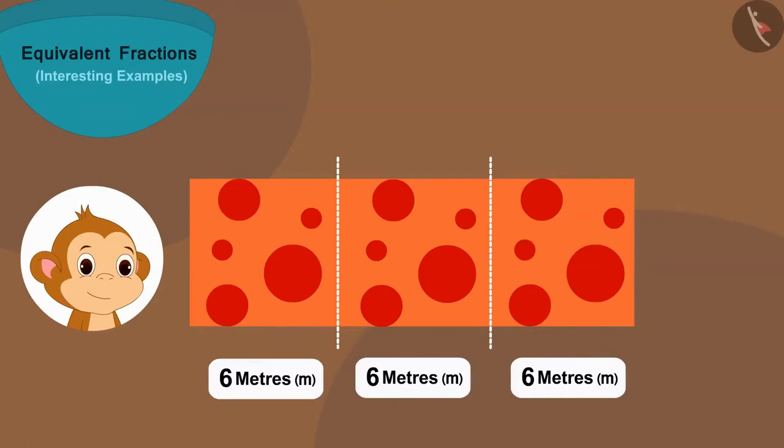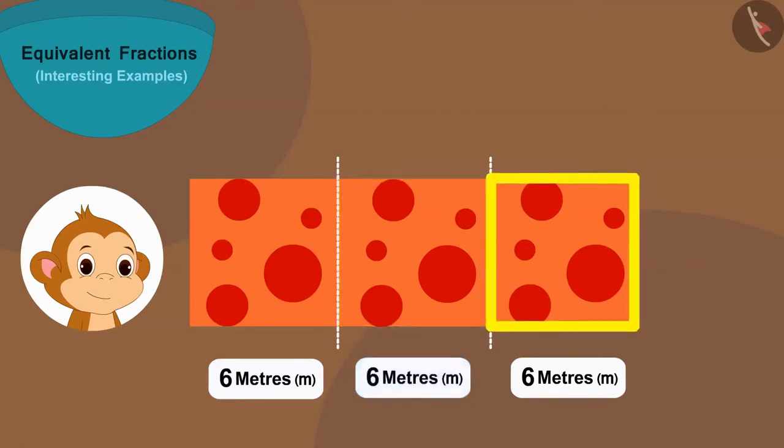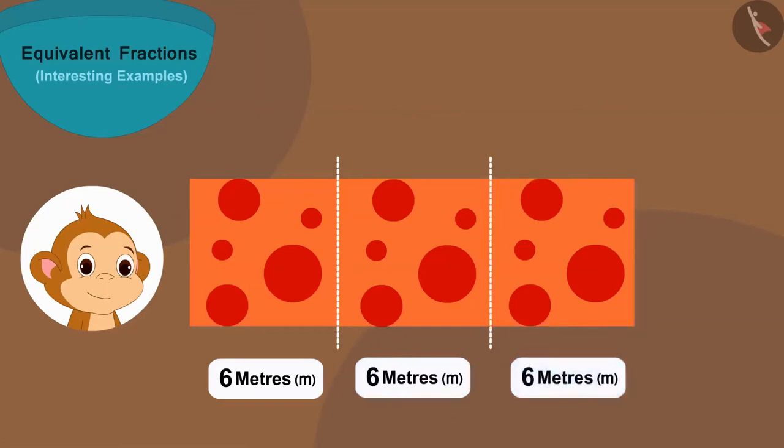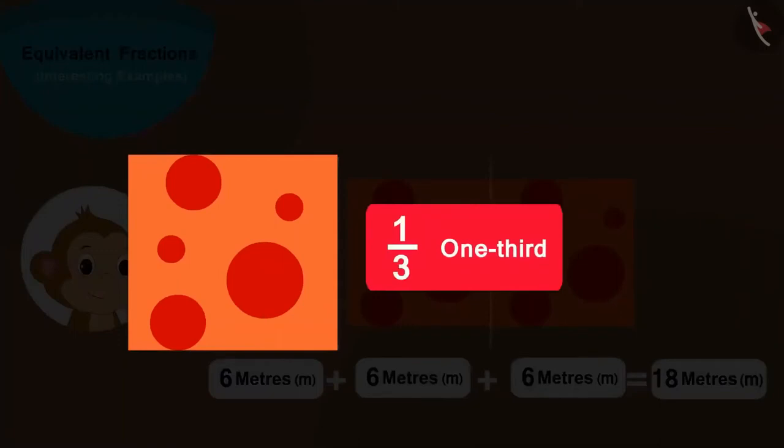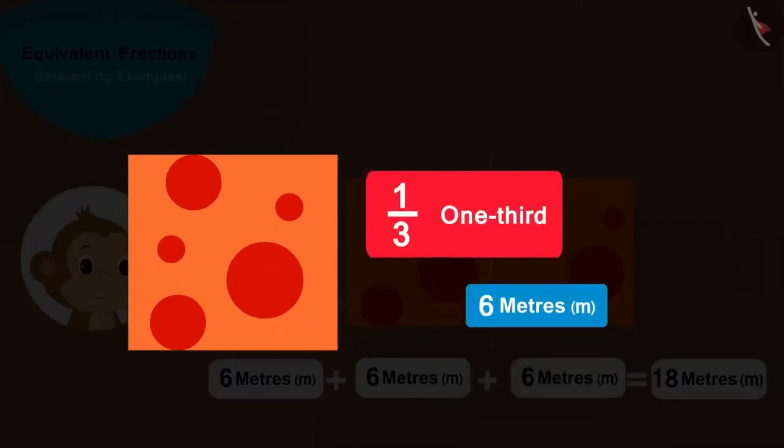If you wish to, you may see. This first part is 6 meters. The second part is also 6 meters. And this third part is also 6 meters. 6 meters plus 6 meters plus 6 meters equal to 18 meters. In this way, this 1/3 part of Babban's cloth will be 6 meters long.